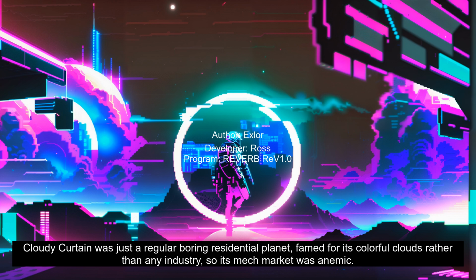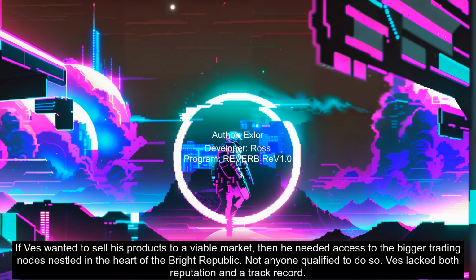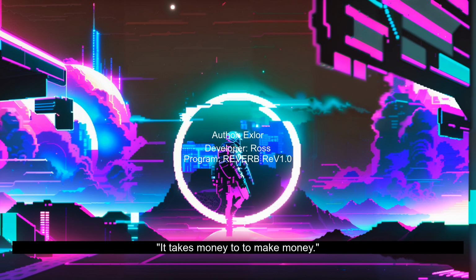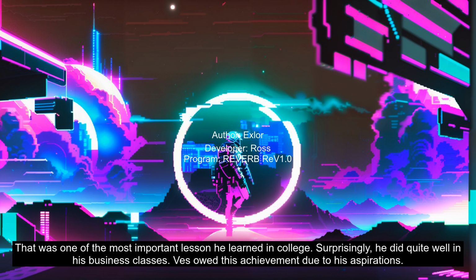Cloudy Curtain was just a regular, boring residential planet, famed for its colorful clouds rather than any industry. So its mech market was anemic. If Vess wanted to sell his products to a viable market, then he needed access to the bigger trading nodes nestled in the heart of the Bright Republic. Not just anyone was qualified to do so. Vess lacked both reputation and a track record. Even if he did gain access, he lacked the capital to acquire the raw resources needed to fabricate a mech. It takes money to make money. That was one of the most important lessons he learned in college.